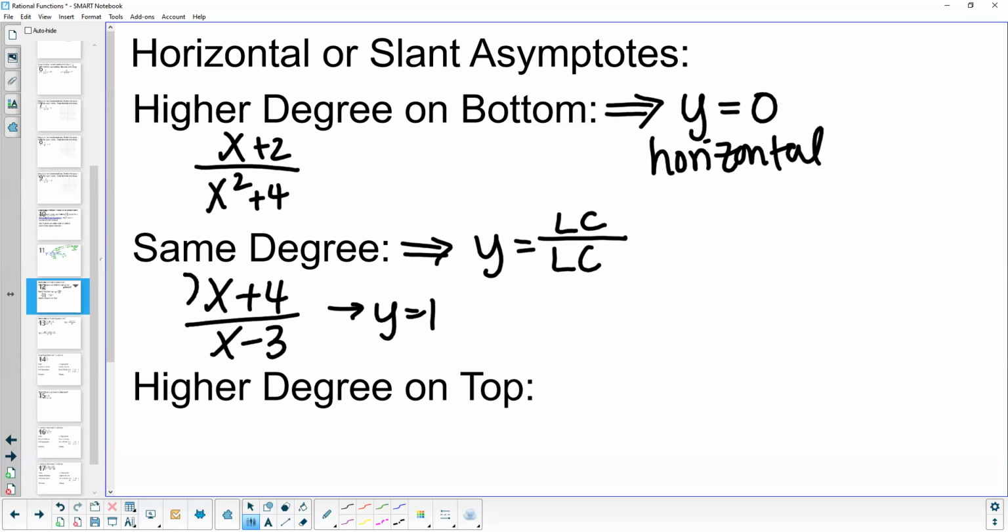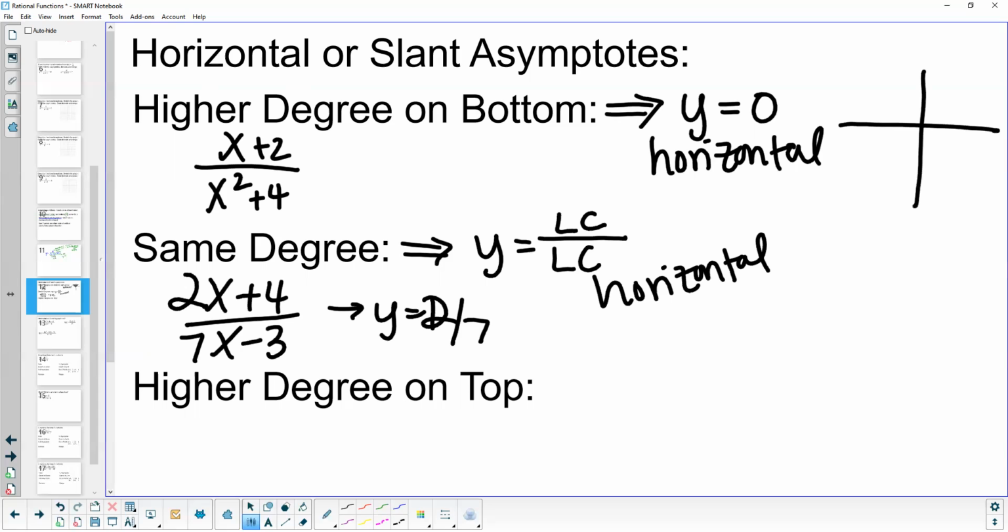If we had a 2 out front, then this would change to a 2. If this was a 7 on the bottom, it would change to 2/7. You can kind of see how that affects it. But this one is also going to be a horizontal asymptote here. So what this means is when we go to graph it, when we have these horizontal ones, in this case, it would be right at y equals 0. In one like this, we would end up seeing something that comes right here.